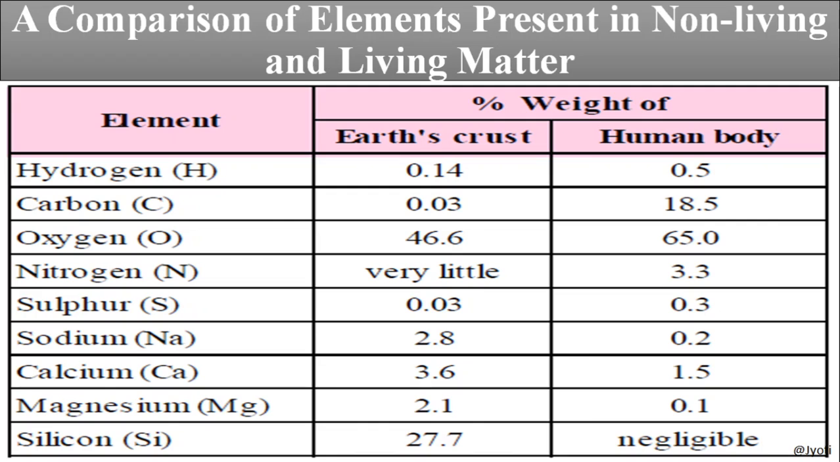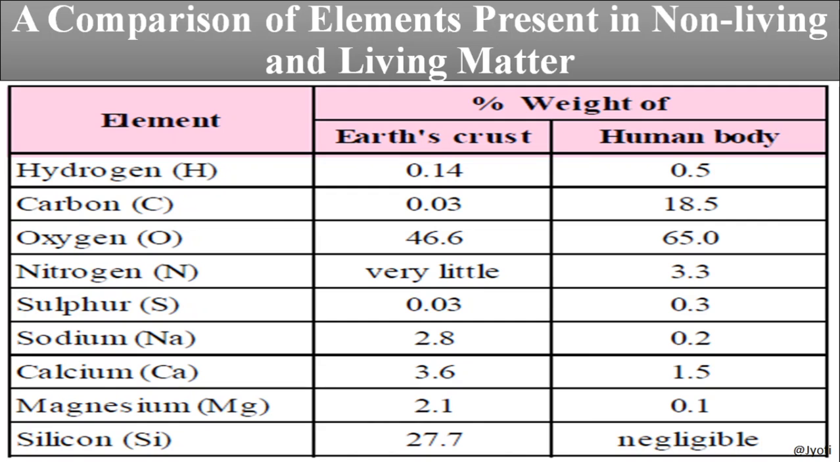So here you can see hydrogen. It is present in both human body and Earth crust, but the percentage weight is different. In Earth crust it is 0.14, but in human body it is 0.5. The carbon element is present in the earth crust in the atmosphere, that is 0.03, and in human body it is 18.5. Similarly, oxygen, its weight percentage in earth crust is 46.6, but in human body it is 65.0. Nitrogen, very little amount present in the earth crust, but in human body it is 3.3 percentage weight.